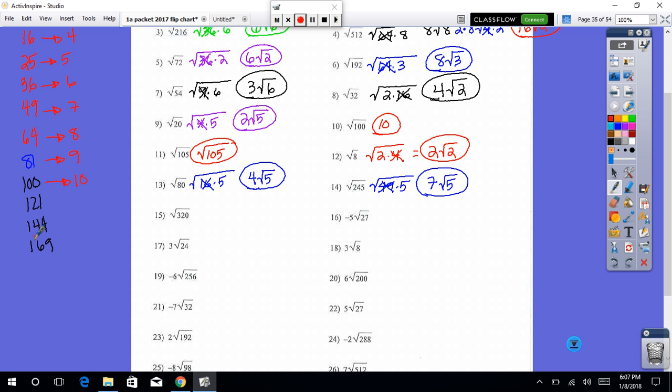I'm going to skip 100 because I can clearly tell that 100 is not a factor of 320, sorry. So I'm going to jump down to 81, and that does not work. Jump down to 64, and we've got a winner. Okay, so 64 times 5, 8 square roots of 5.